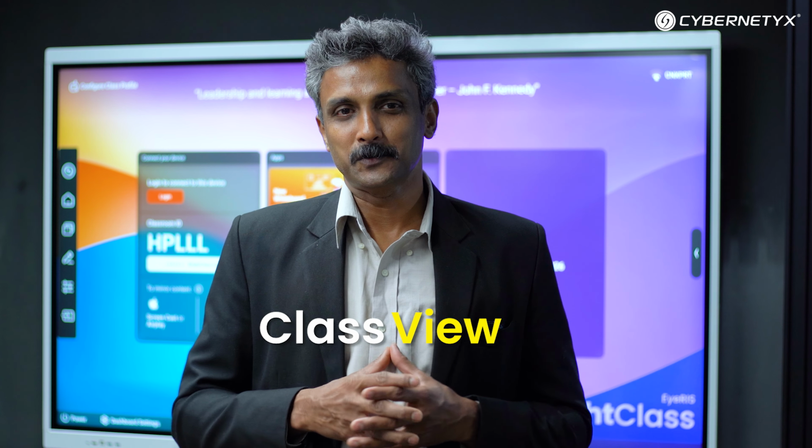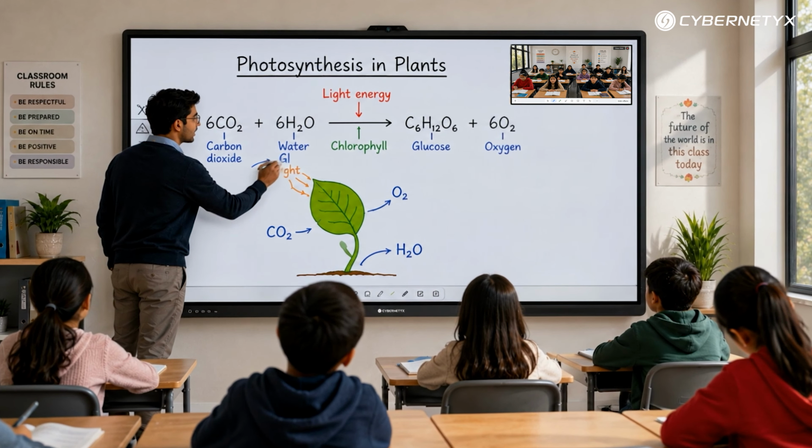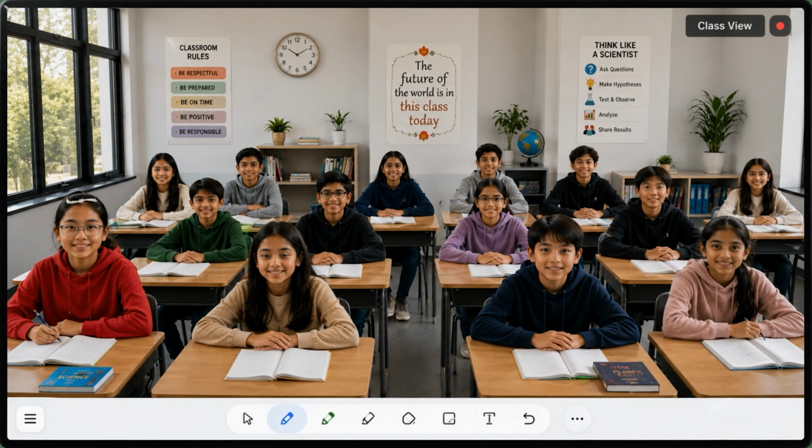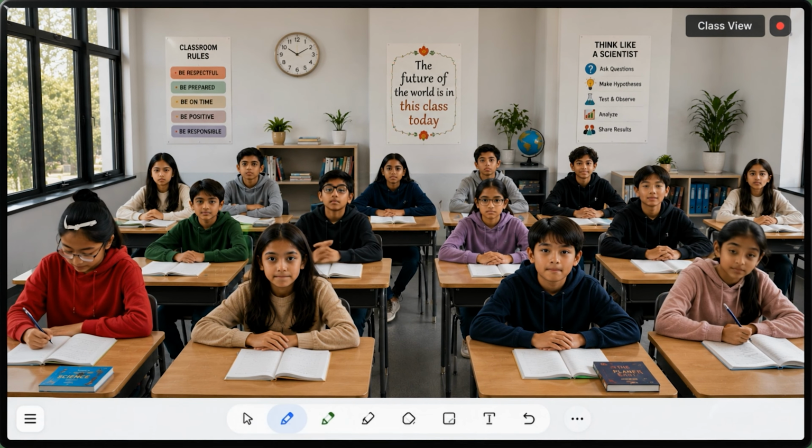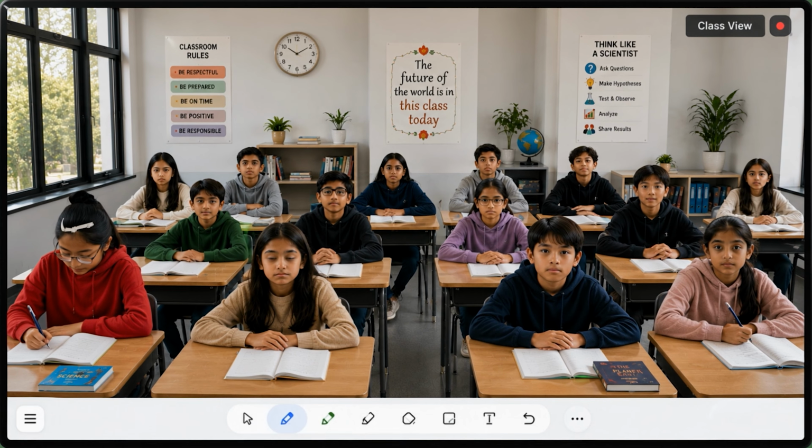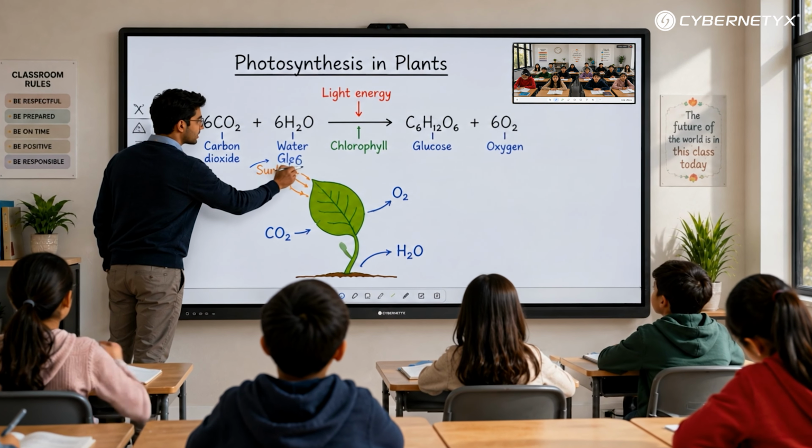So we built a way to make this easier with Class View. The camera feed appears directly on the board. So while teaching, writing, or explaining, the teacher can also see the students. No turning back and no loss of flow. And better classroom control.